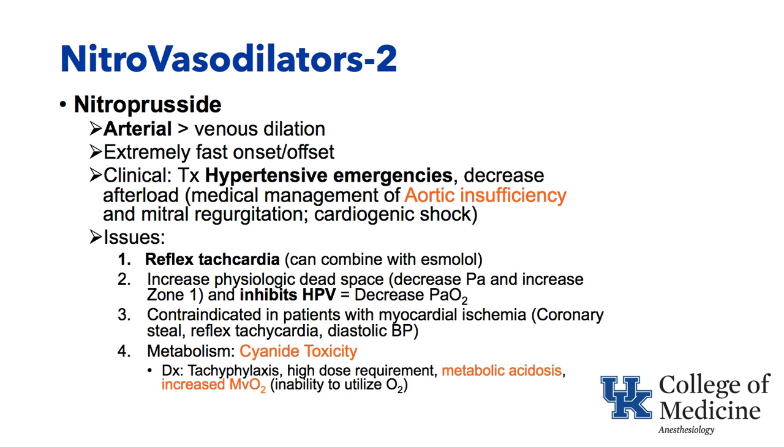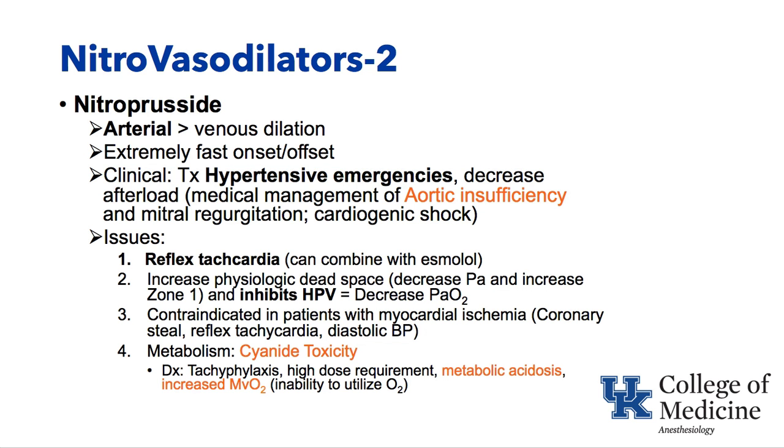Nitrovasodilators too, let's focus on nitroprusside now. Remember that nitroglycerin was mainly a venodilator. Nitroprusside is mainly an arterial dilator. It has an extremely fast onset and offset, and therefore is very useful in hypertensive emergencies. A patient has a blood pressure of 250 over 150 and is having CNS changes, cerebral edema, for example. It also can be used to decrease afterload.